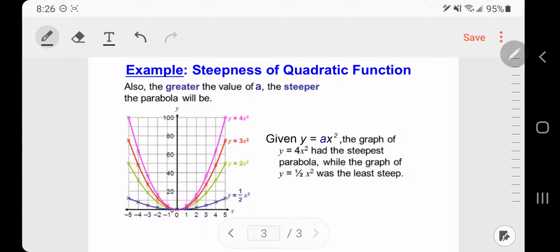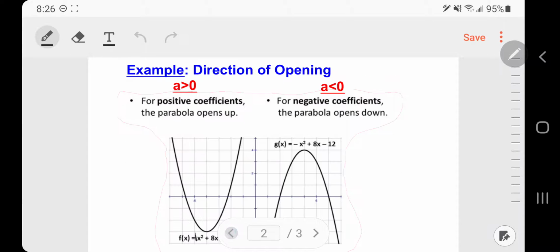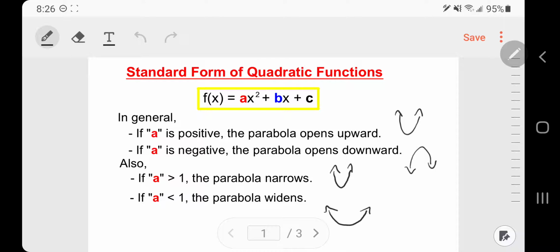Okay, so those are just some general properties for how the leading coefficient of a parabola or a quadratic function given in standard form affects the graph of our parabola. Again, when a is positive, it opens upwards. When a is negative, it opens downwards. When a is greater than 1, the parabola is more narrow. When a is less than 1 or a fraction, still greater than 0, the parabola is wider.